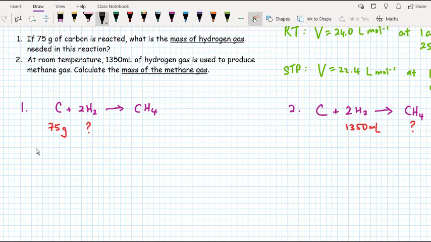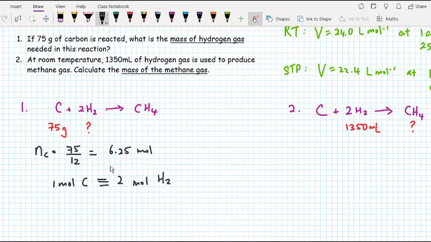From here, we can find the number of moles of carbon, using the mass given divided by the atomic mass. So the number of moles of carbon is 6.25 mole. From the balanced equation, we know that 1 mole of carbon requires 2 moles of hydrogen gas. This is the stoichiometric relationship that we can obtain from a balanced equation. So from our calculation, 6.25 mole of carbon, how many moles of hydrogen gas are required?